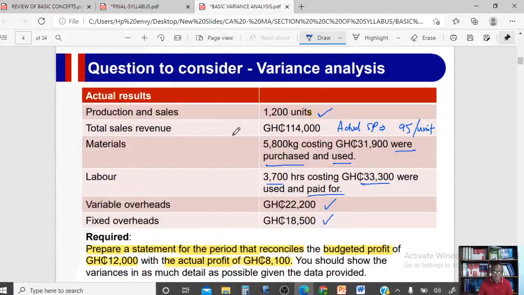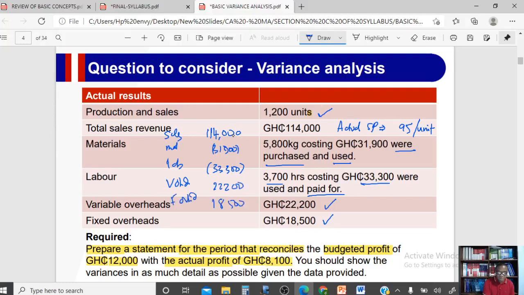We can get the actual profit by taking sales of 114,000, material cost 31,900, labor cost 33,300, which you knock off, variable overheads 22,200, fixed overheads 18,500, and when we knock all of that out, that's what gives us the 8,100.